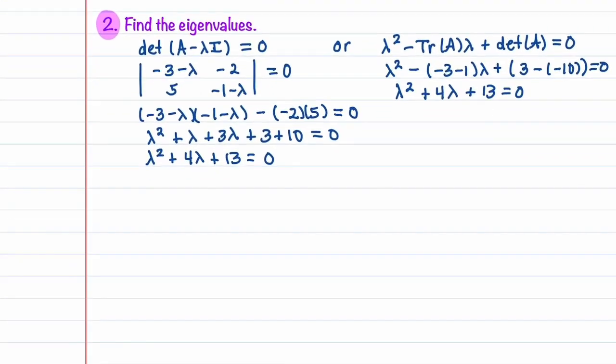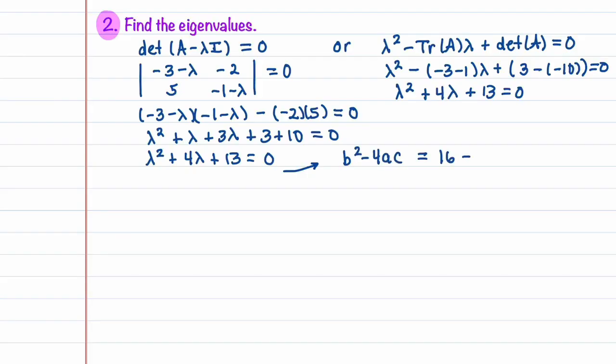Now let's go ahead and factor this. I'm going to go back over here to the left. Let's first look at the discriminant. Our discriminant here is b squared minus 4ac. And that's going to be 16 minus 4 times 13, which is 16 minus 52, which is minus 36. So this is negative, which means we're going to get complex roots. So we don't have to worry about factoring it. Let's just use the quadratic formula.